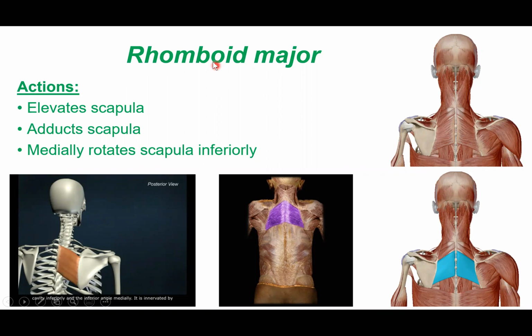Okay, so basically what that was showing you was that the rhomboid major, when it contracts, this inferior angle of the scapula moves towards midline. Okay, and because of that, that rotates this section sort of this way.